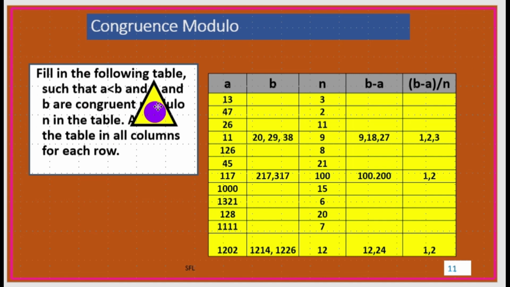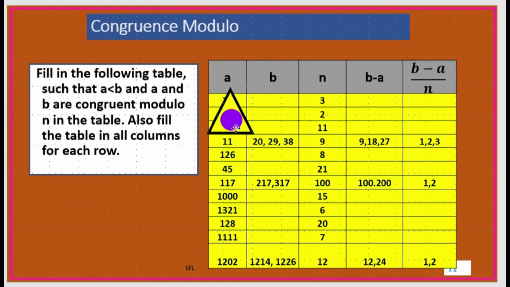Fill in the following table such that a is less than b and a and b are congruent modulo n. Also fill the table in all columns for each row. In the table, a, b, n, b minus a, and b minus a by n are given. Values for a, n, and in some cases b, b minus a are given. Where b is not there, we have to fill a suitable value so that b minus a by n is a whole number. First case, a is 13, n is 3. We should choose b such that a is less than b. Therefore, a number greater than a is to be chosen.